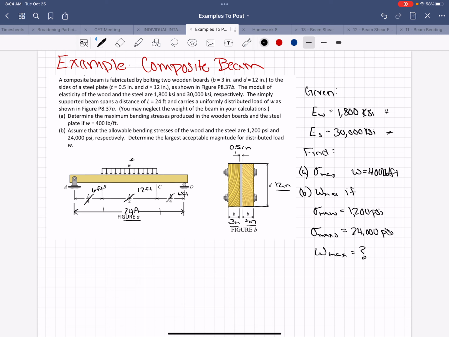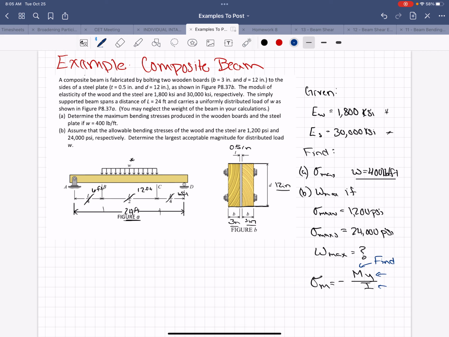And then, for part A, we're supposed to find the maximum bending stresses produced in the wooden boards and the steel plate if W equals 400 pounds per foot. So sigma max equals negative My over I. So we need to find M, and then we'll find y, and then we'll find I.